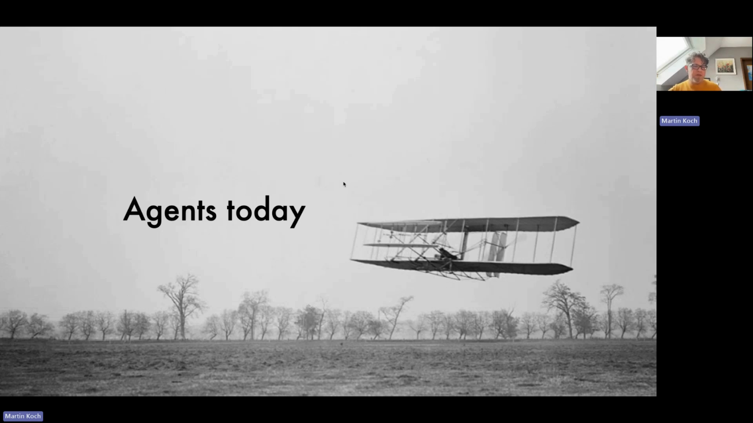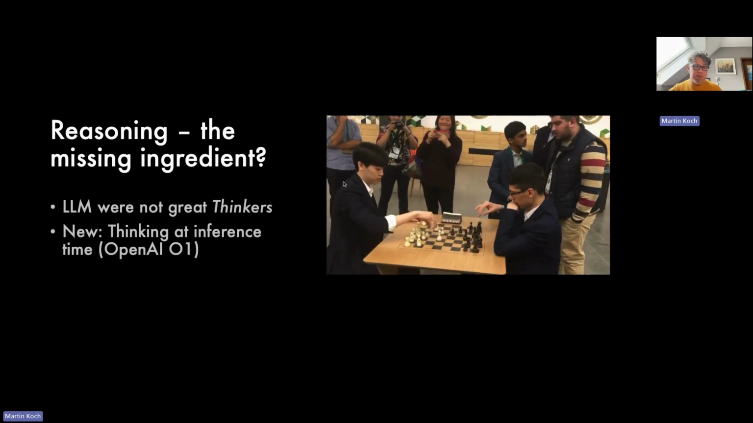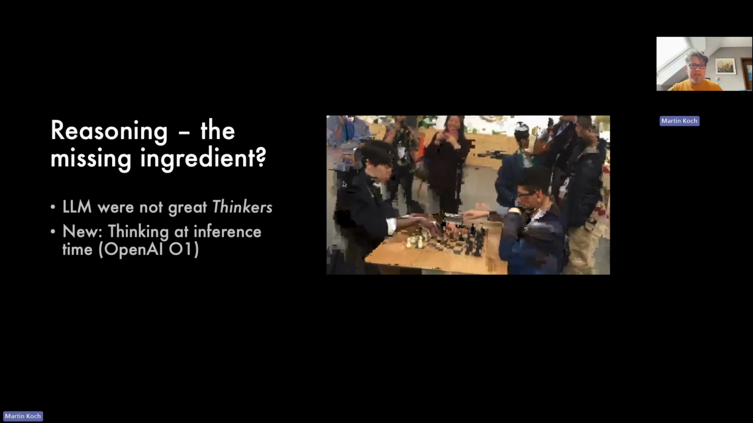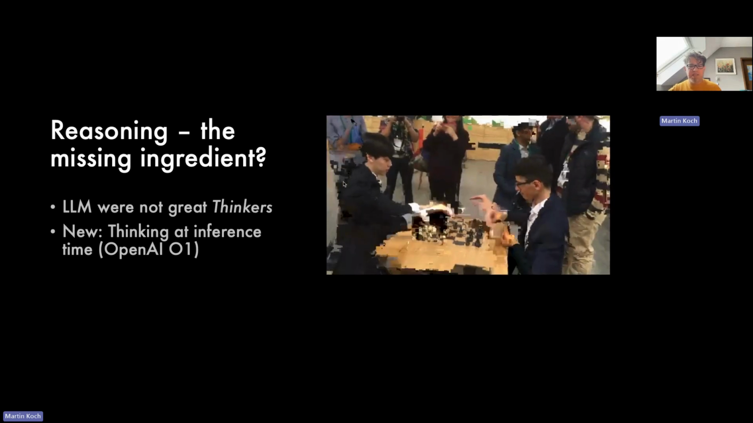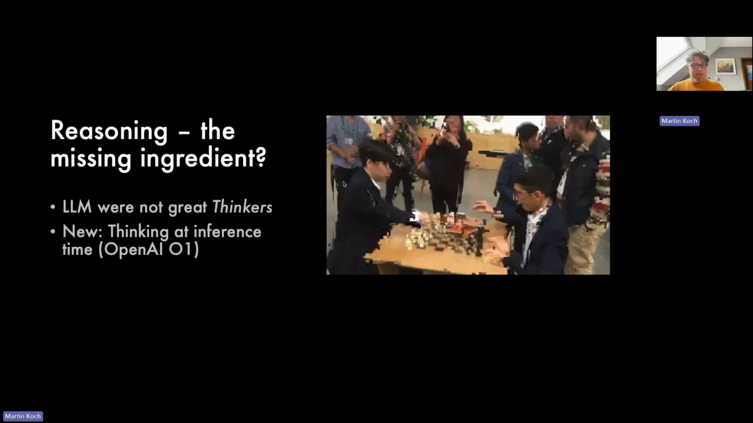And one thing that I spoke about was that for the planning part of these solutions, they can get stuck. And one thing that seems to be missing today is kind of the reasoning part, because large language models are not great thinkers. They are actually spitting out an answer as fast as they can.